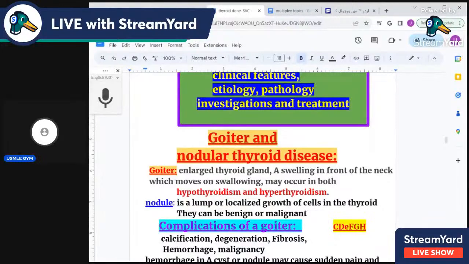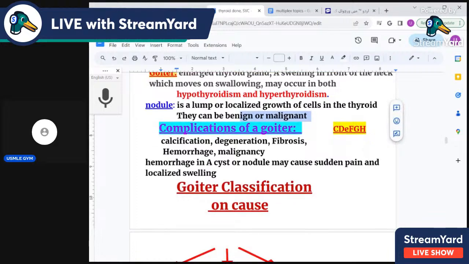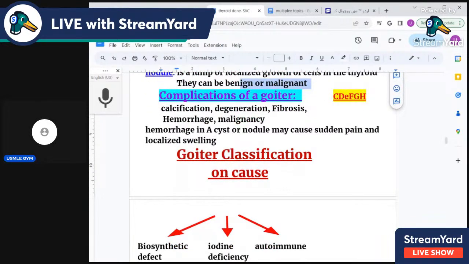It's on goiter and nodular thyroid disease. So what's a goiter? Goiter is an enlargement of the thyroid gland, a swelling in the front of the neck, which moves on swallowing, and it may occur in both hypothyroidism and hyperthyroidism. And a nodule is a lump or localized growth of cells in the thyroid gland. They can be benign or malignant. Now, what are the complications of the goiter?